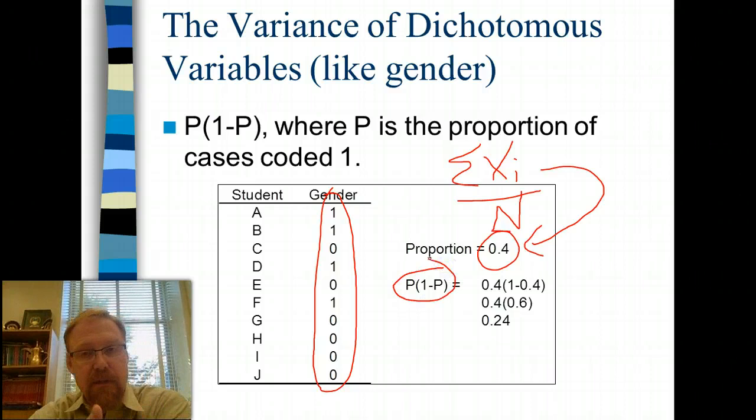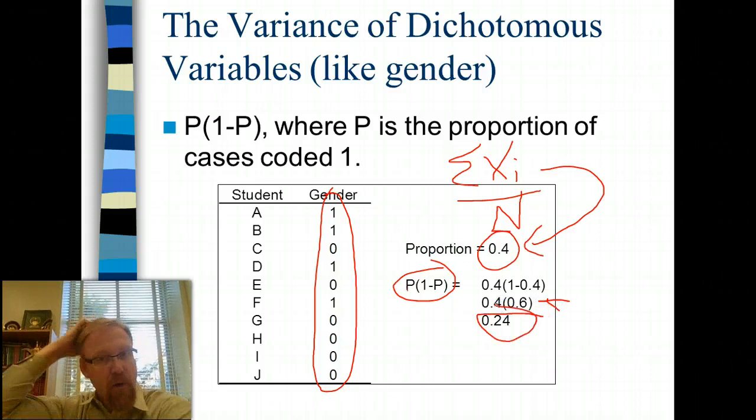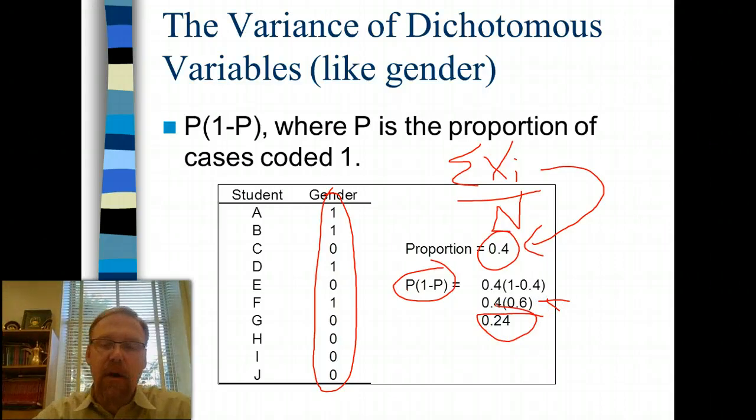To calculate the variance of this dichotomous variable, we are simply going to follow this calculation. And again, you can do this automatically with SPSS if you're using it or any other statistical software program. But it's simply the proportion times 1 minus the proportion. So 0.4 times 1 minus 0.4 is 0.4 times 0.6 is 0.24. Ta-da! And that gives you a coefficient that is the variance of the dichotomous variable.